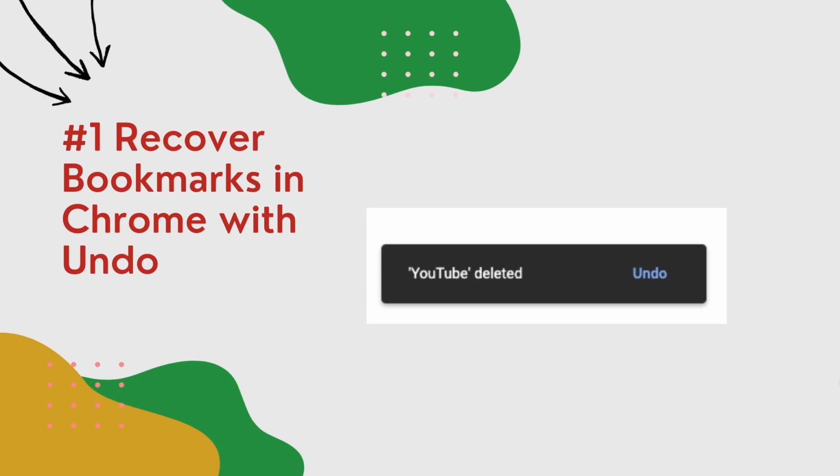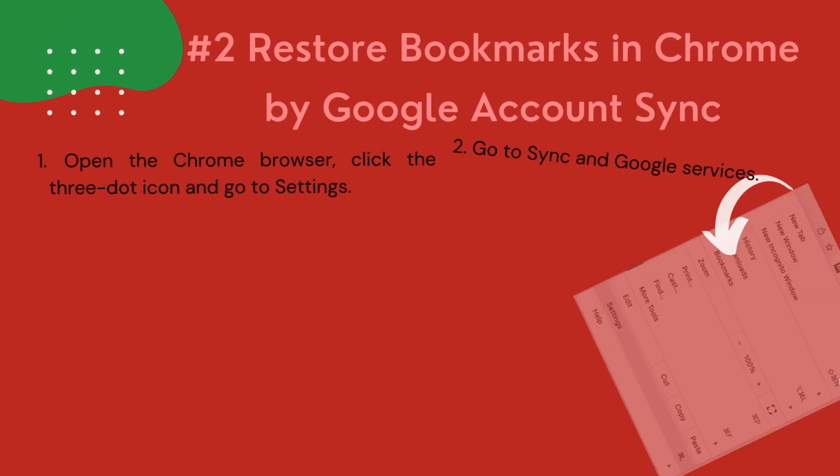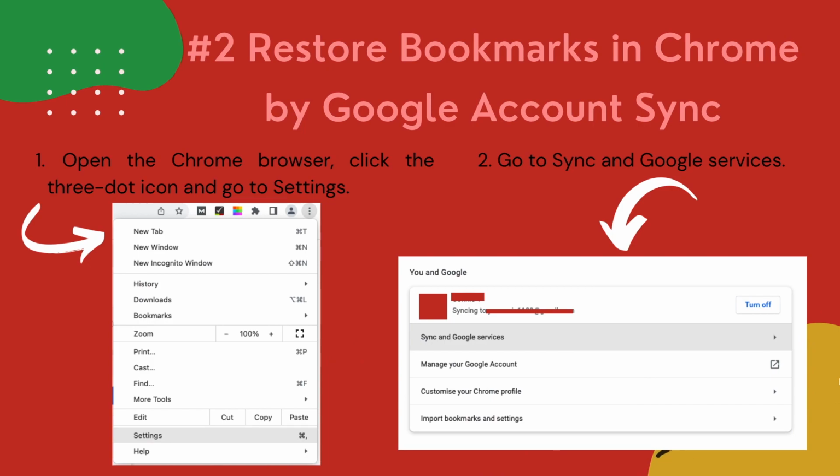Method 1. Recover bookmarks in Chrome with undo. There is an undo action that can be applied to restore the bookmarks immediately after the deletion. If you're signed into Chrome with your Google account on different devices, you can use the Chrome Bookmark Sync feature to restore.